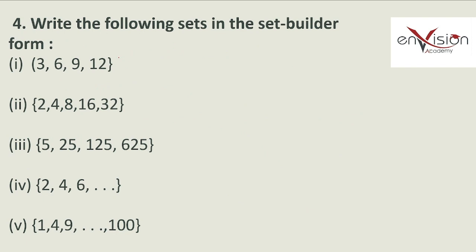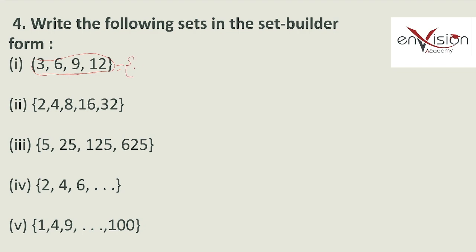Next we have the set builder form. Maybe you find it difficult to write, but with more practice and more understanding, you will be able to write it. Here you have to just observe these elements: 3, 6, 9, 12. What is the common property here? I think till 11th you are able to understand the common property, that these are the multiples of 3.